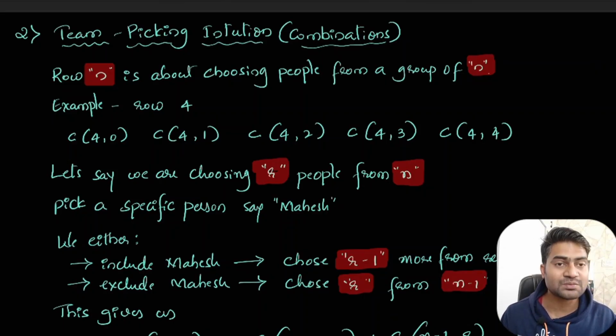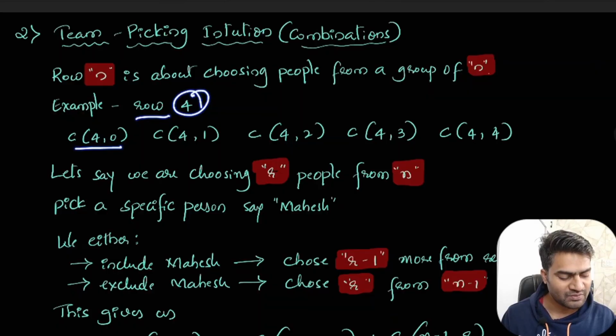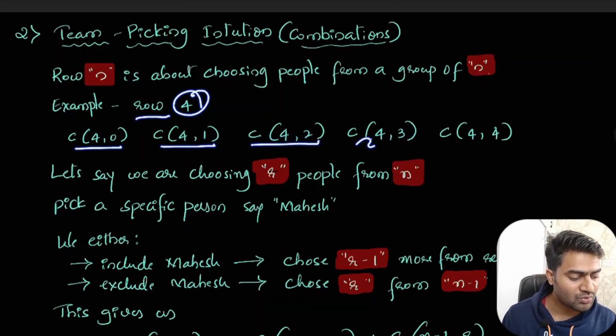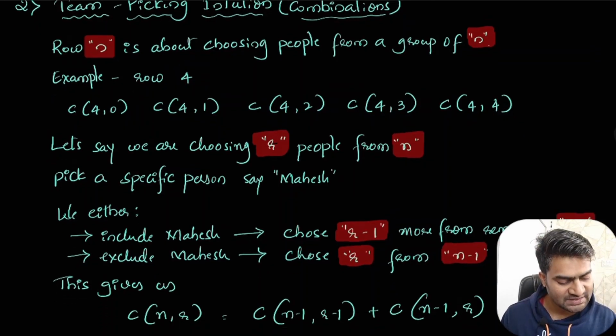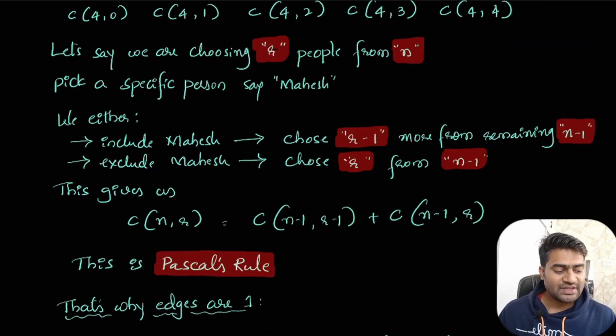So that is what this problem states. If we have four people in that particular row, we can pick none, we can pick one, two, three, or four people at a time. So let us say we are choosing r people from n number of people. Assume you are picking any one specific person.